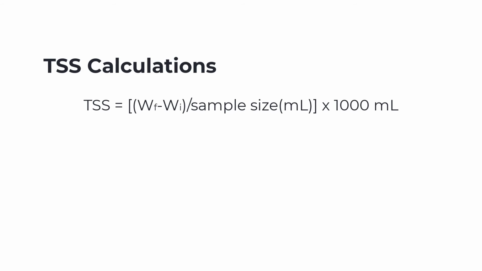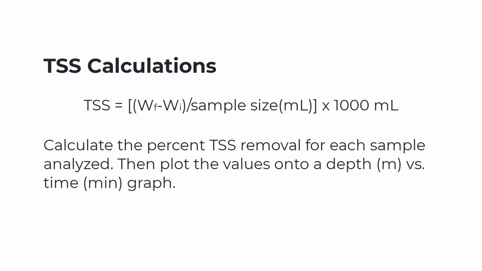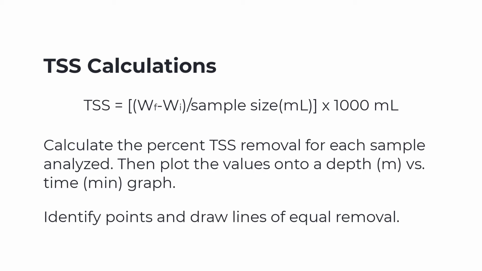Calculate the TSS as follows. Calculate the percent TSS removal for each sample analyzed. Plot the percent removal on a graph of depth in meters versus time in minutes. Identify each point by recording the actual value on the graph, and draw lines of equal removal by interpolation.